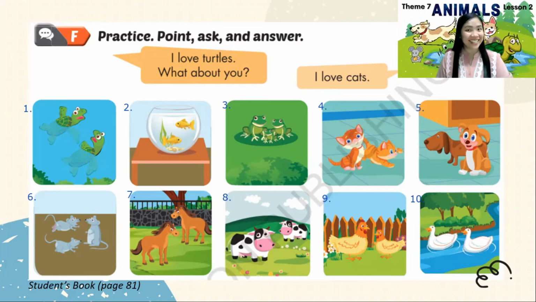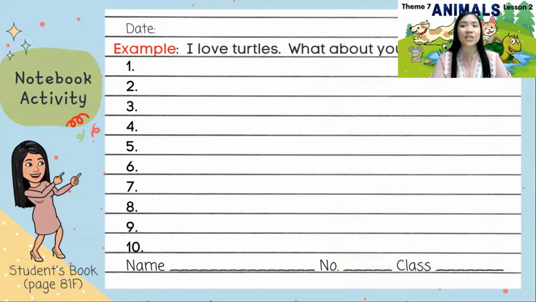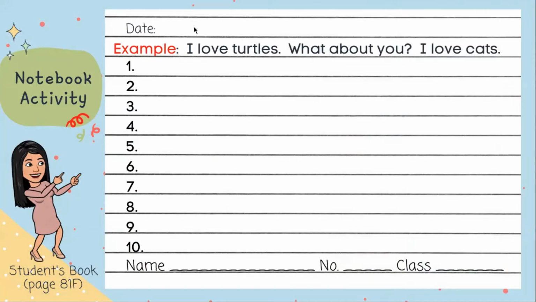Can you do that? Now it's your turn to speak, okay? After you practice speaking, you will do this on your notebook. So here is the pattern. You're going to write the date on the top. Write the example, I love turtles. What about you? I love cats. Do it from number 1 to number 10, okay? From page 81, letter F. And then at the end, write your name, number, and class so Teacher Grace knows whose work is that.